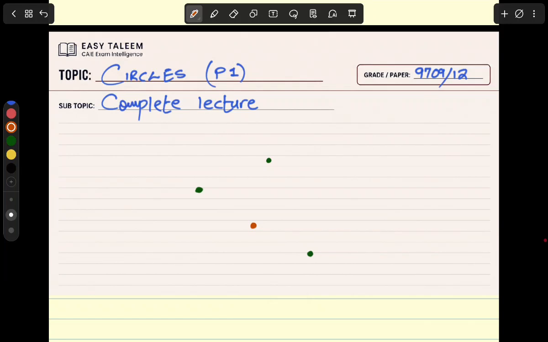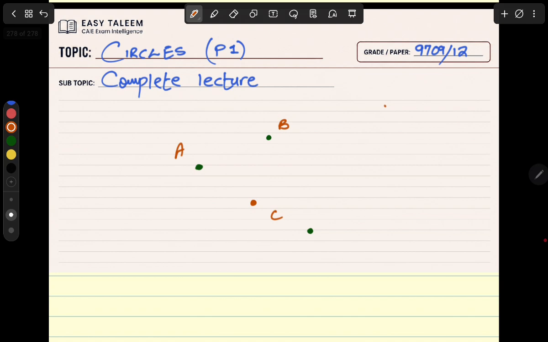Suppose Cambridge gives you this. It gives you three coordinates A, B, and C, and it asks you to find the equation of the circle. Now, most students are going to panic here because they think they have entered a completely different topic. However, you haven't. Today, I'm going to show you something surprising. Circles are not a new chapter, they are simply coordinate geometry wearing a different outfit.